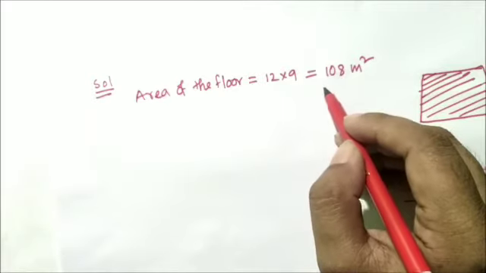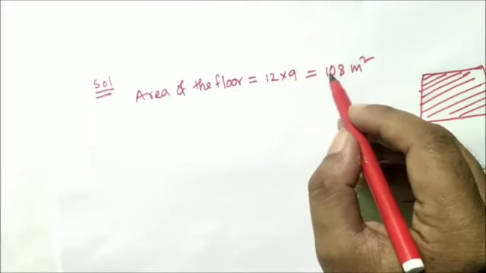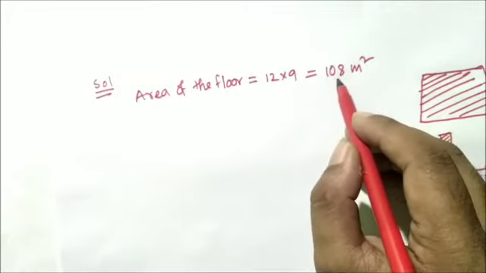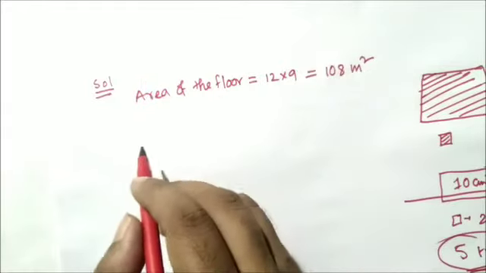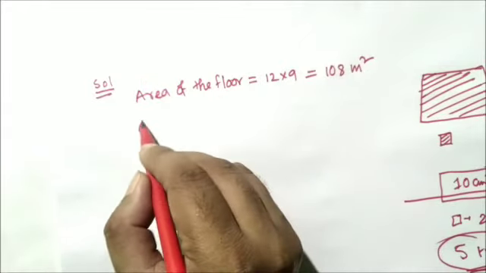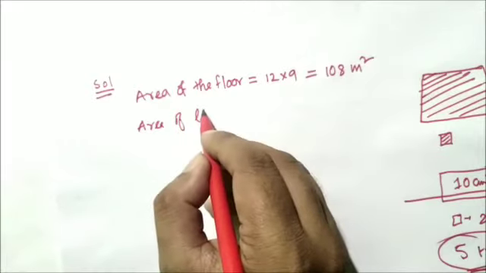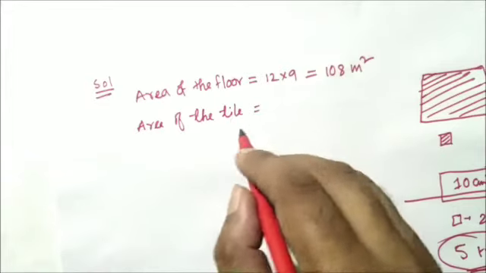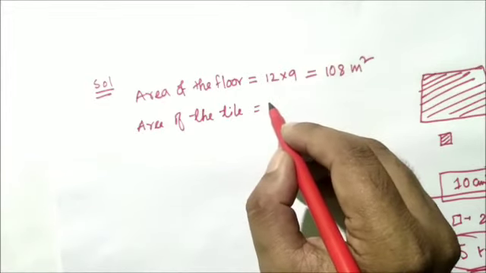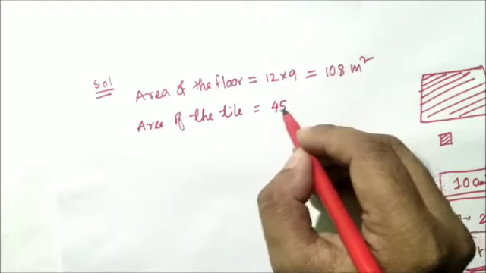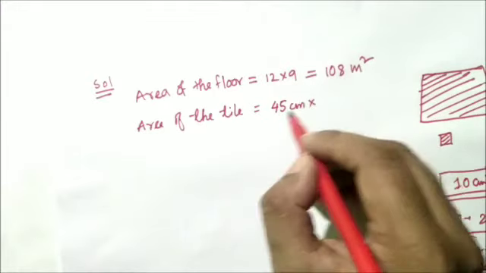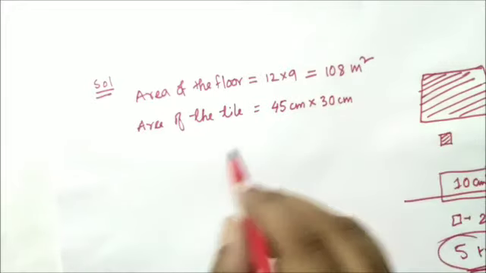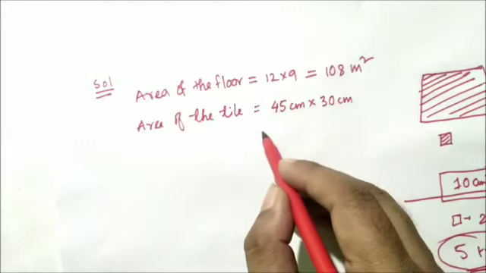108 square meter. In this case, without multiplying this, we could do it, but yeah, just leave it. Now the area of the tile. Area of the tile is what? The tile is given as 45 centimeter into 30 centimeter. Oh, sorry, the unit is squared. You will understand why I am writing this.